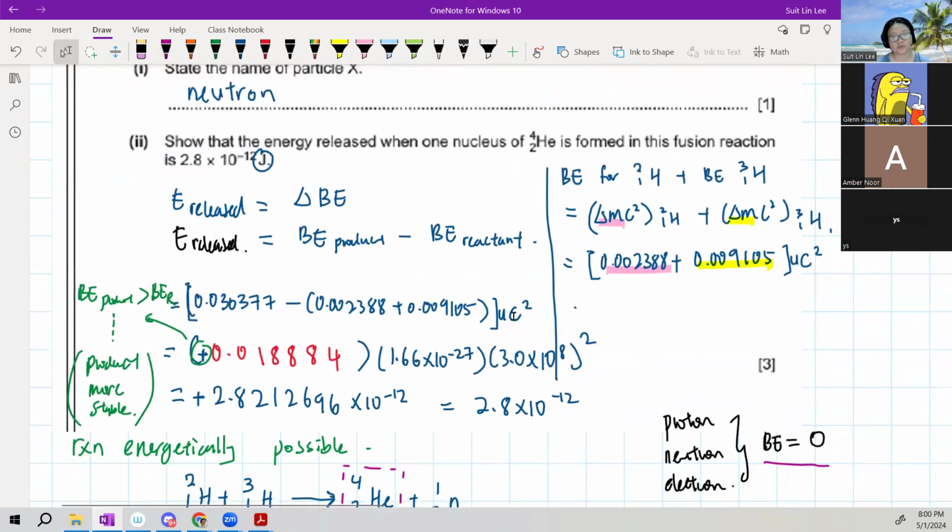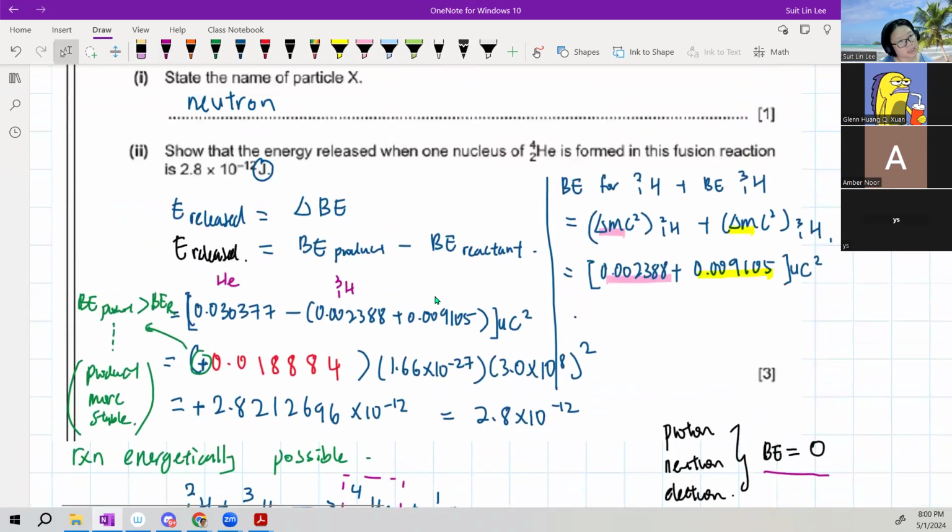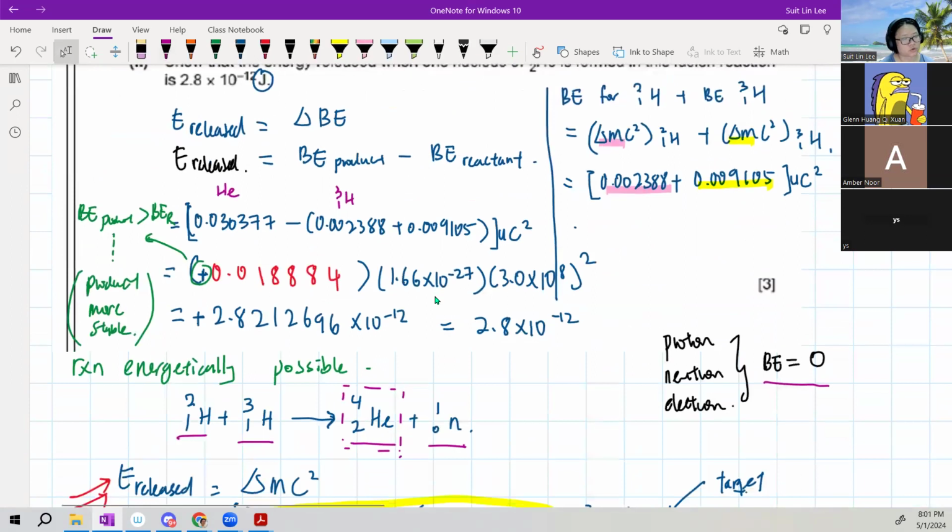But I factorize the u c squared. So this is the product, helium, minus the reactant, which is your tritium and your deuterium. This is your deuterium, this is your tritium, 2-1H, 3-1H, u c squared. Did they give me 931.5? Nope. So I don't need to, because it's in the data. So I'll put it this way.